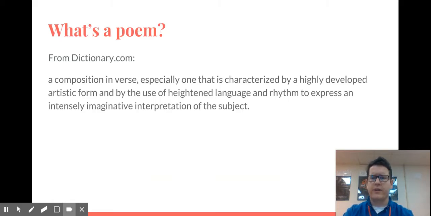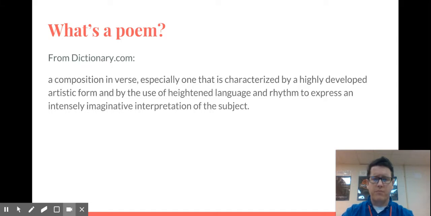So first things first, what's a poem? And this is from dictionary.com. Check out this definition. It's very fancy. A poem is a composition in verse, especially one that is characterized by a highly developed artistic form and by the use of heightened language and rhythm to express an intensely imaginative interpretation of the subject. That's all. It's very fancy stuff.